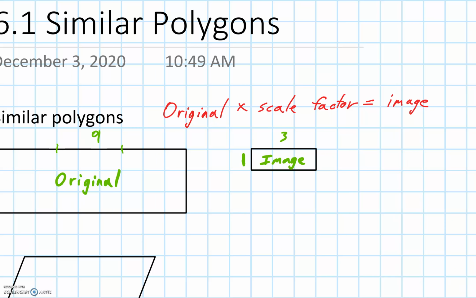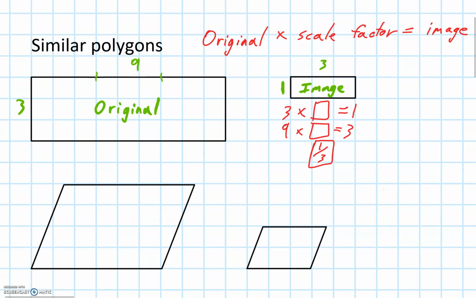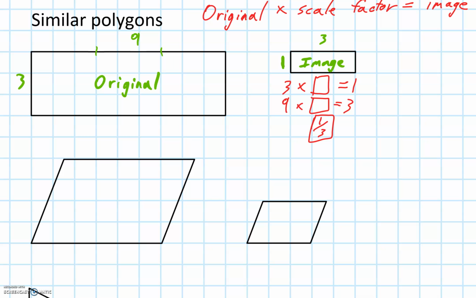And the change here, if we want to take one of the numbers, is 3 times some scale factor equals 1. 9 times something equals 3. Well, you can think about it as dividing by 3, or you can think about it as 1/3. So our scale factor is 1/3, which is the same thing as dividing by 3. All right, how about we flip it and do the original as the smaller value and the image as the bigger one.